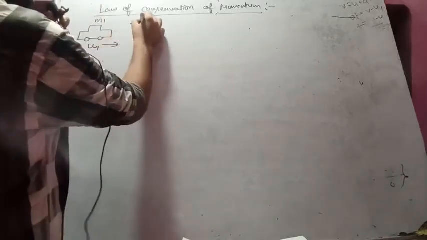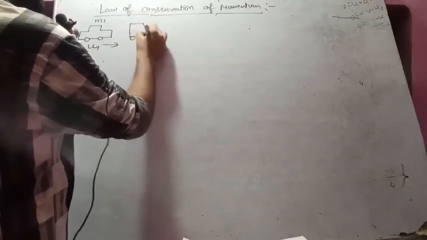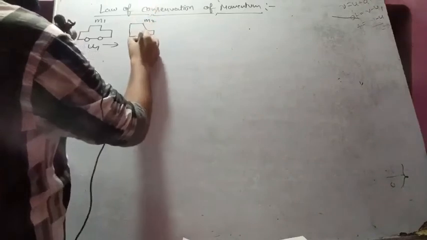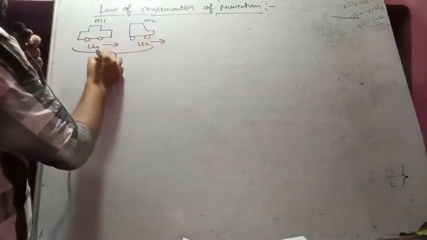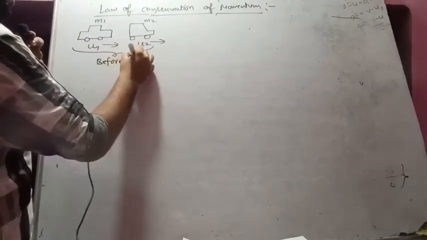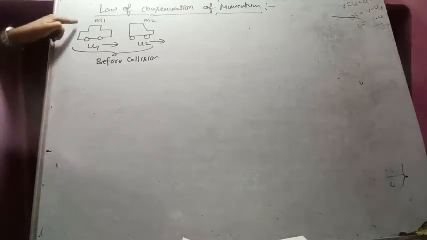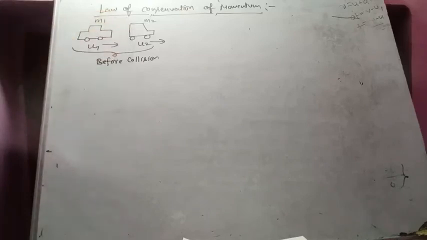Suppose we have another car, of mass m2, moving with initial velocity u2. Suppose this is the case before collision. Before collision means both objects are going to collide. One car is moving with velocity u1, another car is moving with velocity u2: mass m1 with u1, and mass m2 with u2.